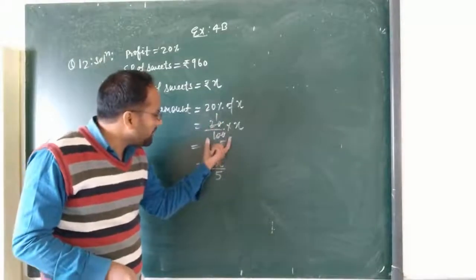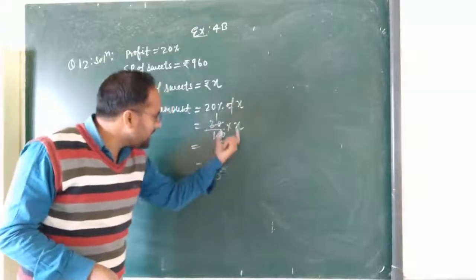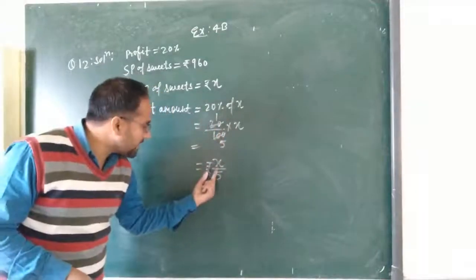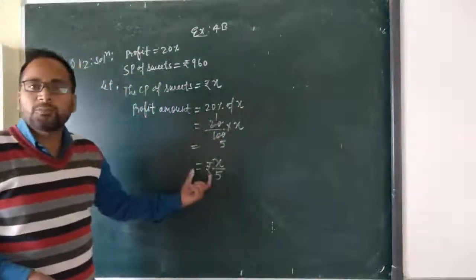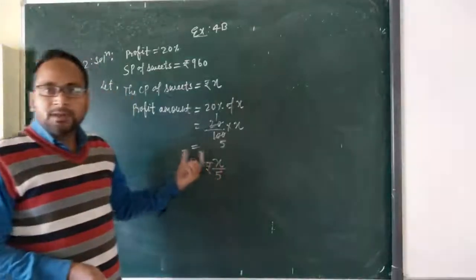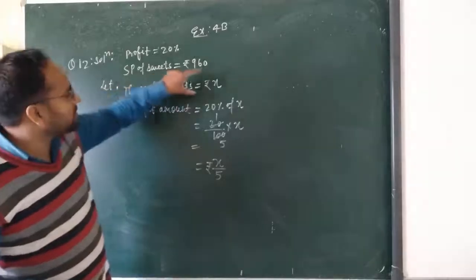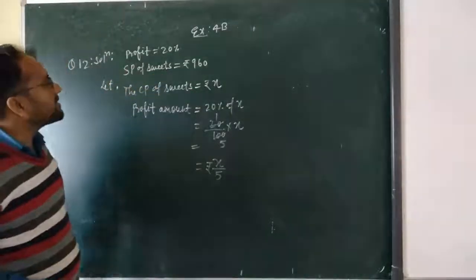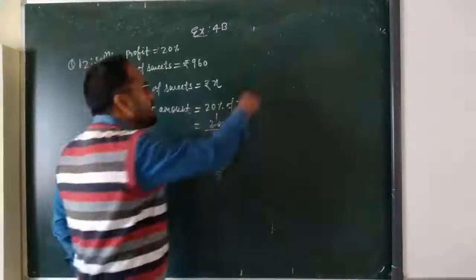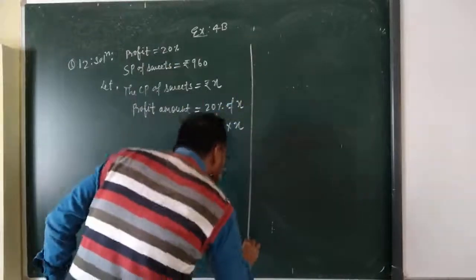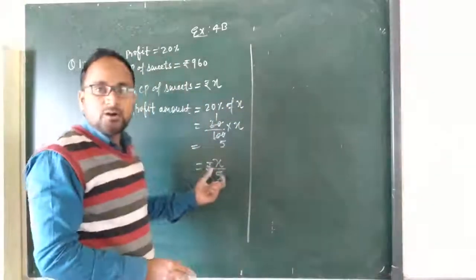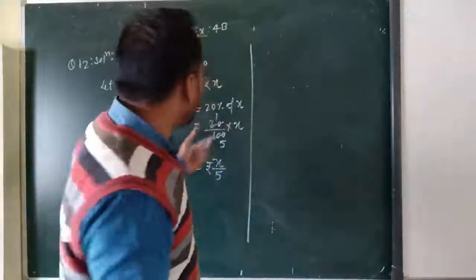20 ones are 20, 20 fives are 100. We get X multiplied with 1, so we get X upon 5. This one is the profit amount, students. We have simply supposed the cost price X, and SP is given as 960. So our aim is to find the unknown quantity. So how will we find this unknown quantity, students?